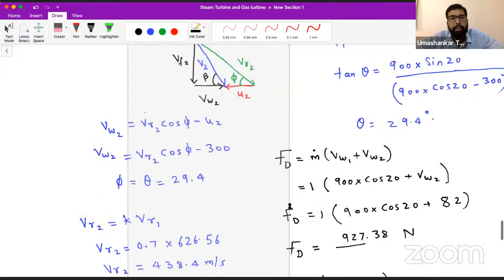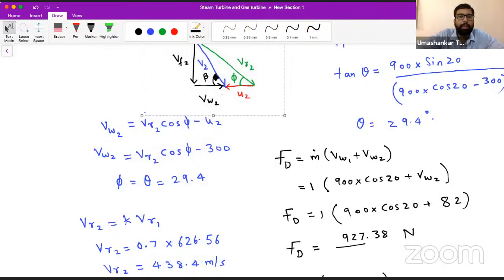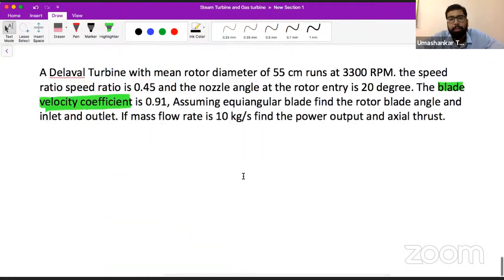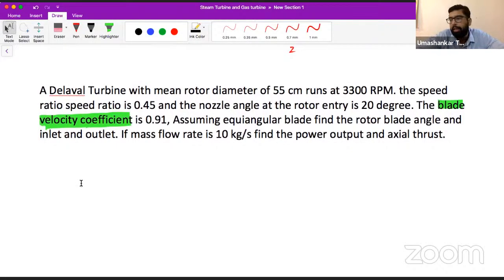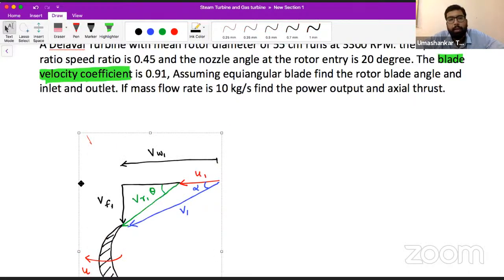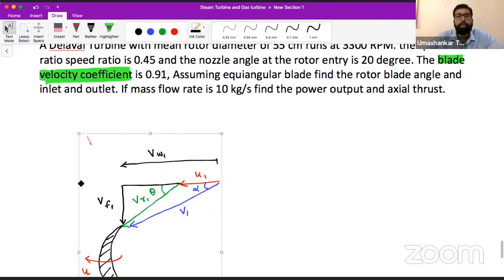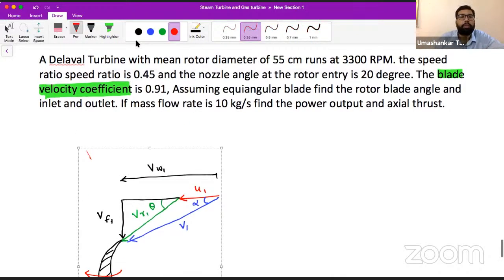So we have here a steam turbine, we can again copy this diagram and paste it here. Okay, so now let's first see what is given to us.